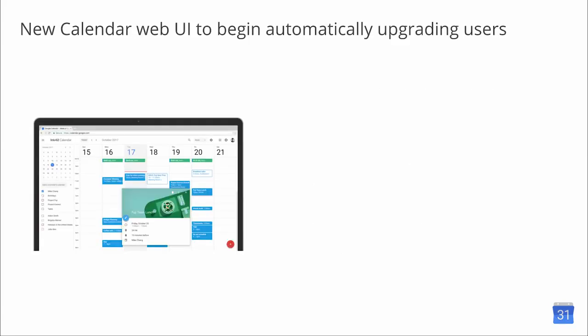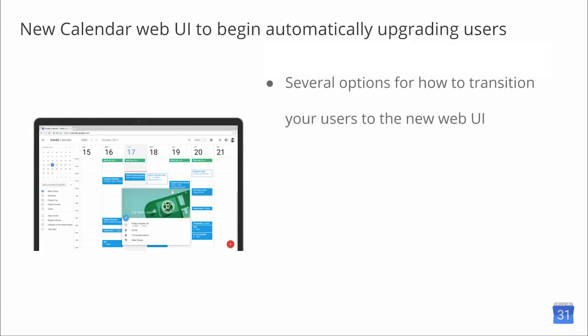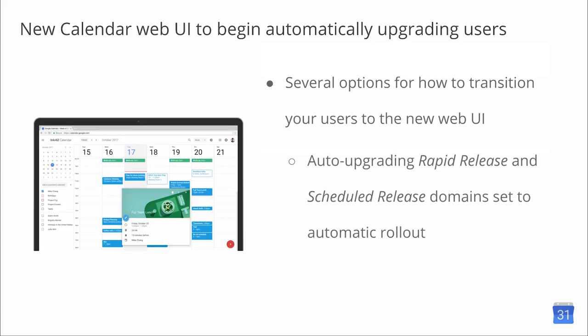In October 2017, we announced a new user interface for Google Calendar on the web. To help you and your users transition to the new Calendar Web UI, you have several options for how to transition your users. On January 8th for rapid release domains and January 15th for scheduled release domains, we'll begin auto-upgrading users whose domains are set to the automatic or default rollout option.